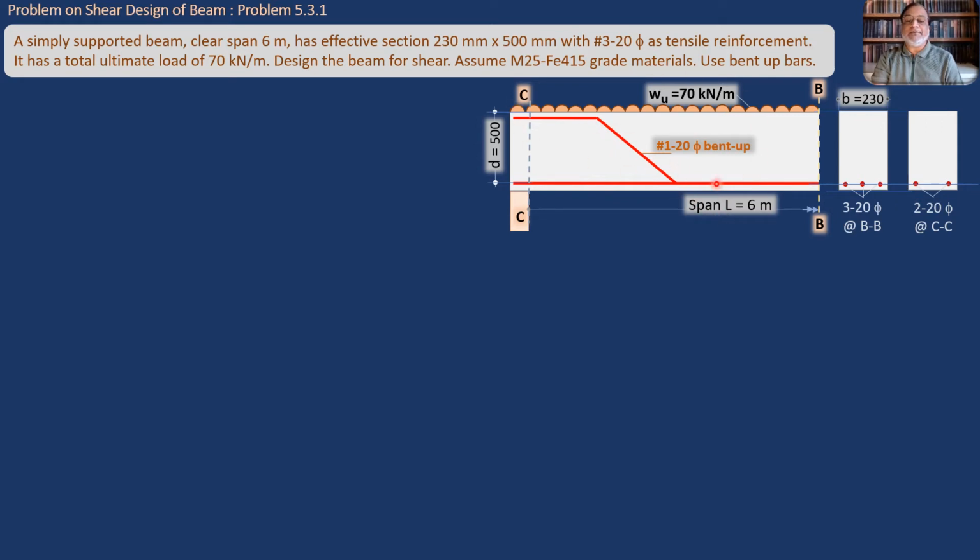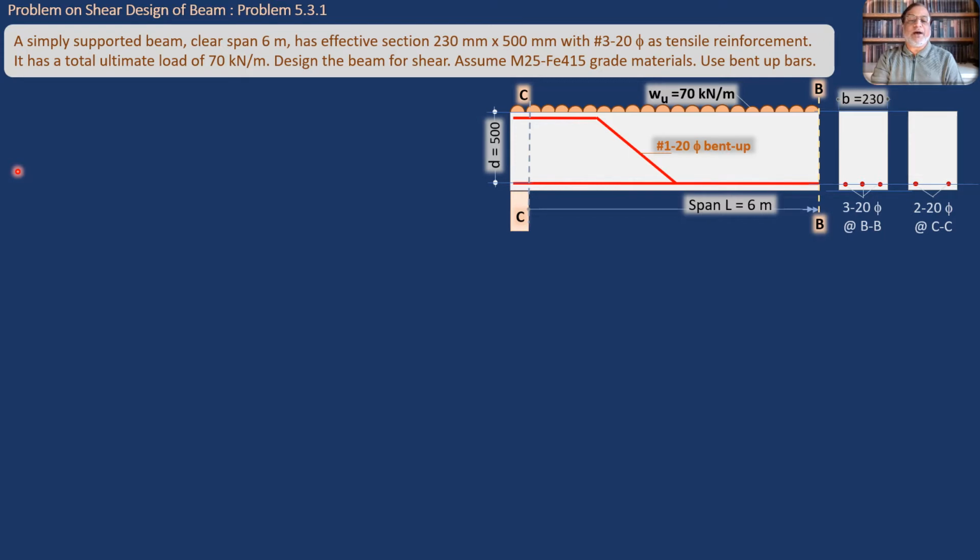If you see this diagram, you will see that the 3 bars started like this, but from this point we have got 1 bar of 20 mm diameter bent up. This angle is 45 degrees. It is bent up and continued into the support. So we can see that at bottom now only 2 bars are continued after this bar is bent up. So that is why at section CC we get only 2 bars continued. So this is the understanding of the diagram of the problem.